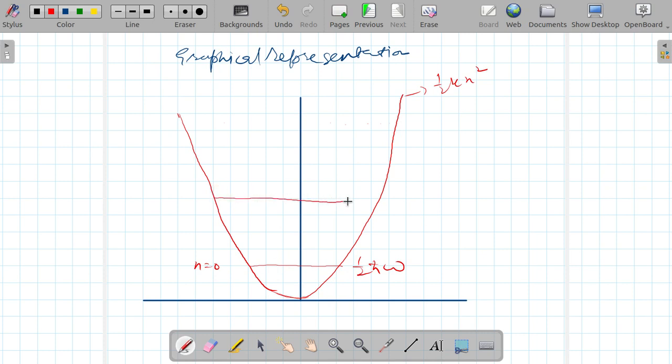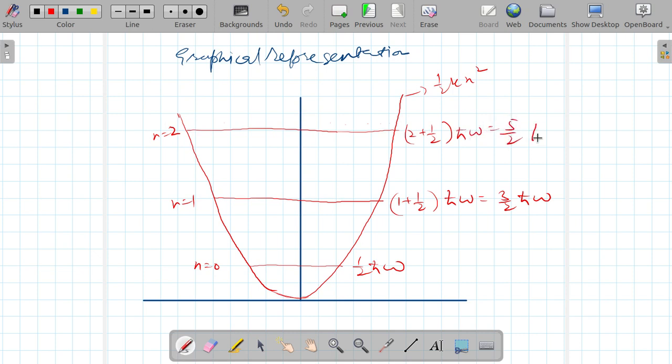Then corresponding to n equal to 1, the energy comes out to be 1 plus 1 by 2 h cross omega, so it is 3 by 2 h cross omega. And corresponding to n equal to 2, it will be 2 plus 1 by 2 h cross omega, so it is 5 by 2 h cross omega. These are the discrete values of energies which are possible for the quantum harmonic oscillator.